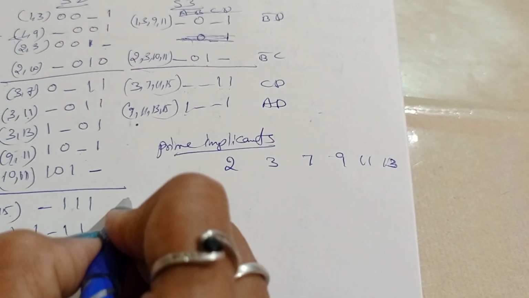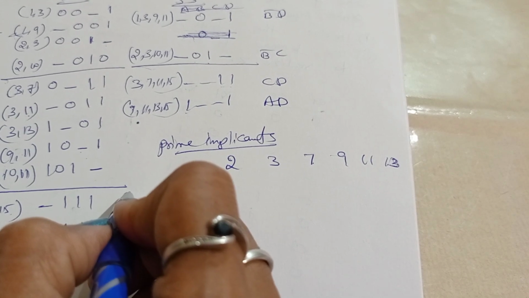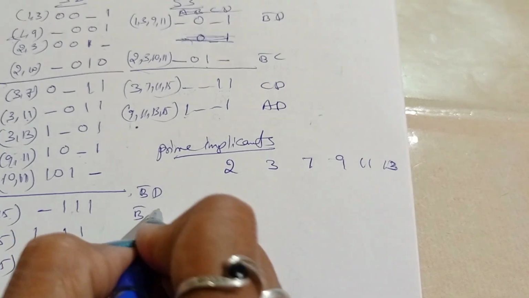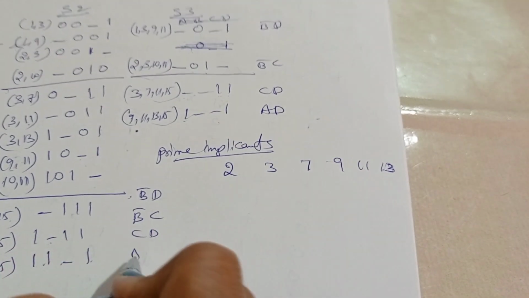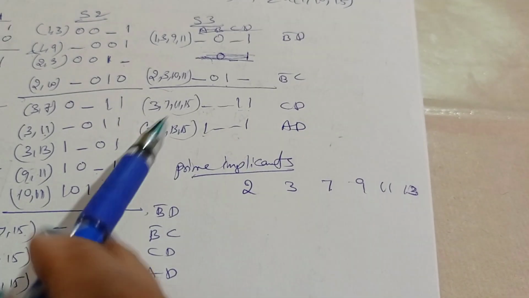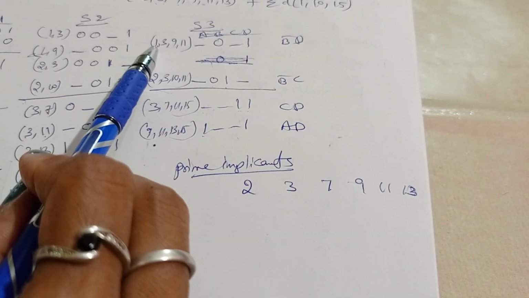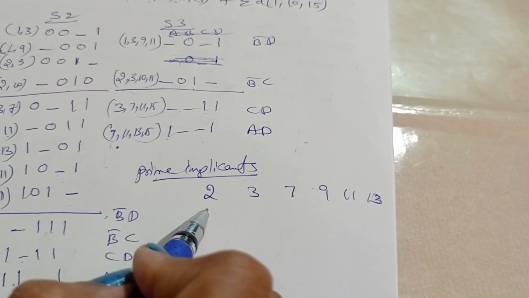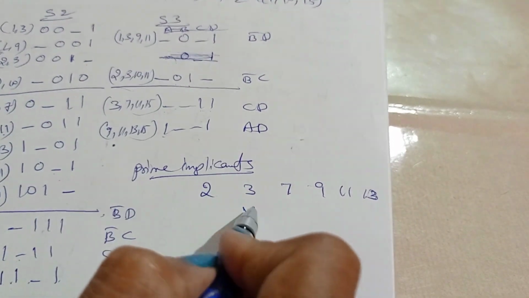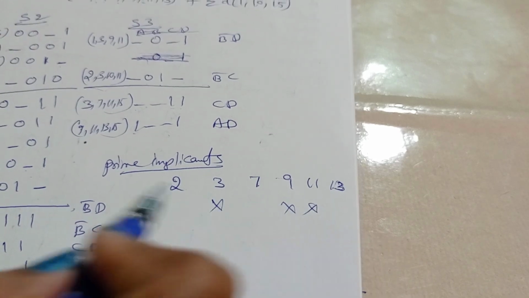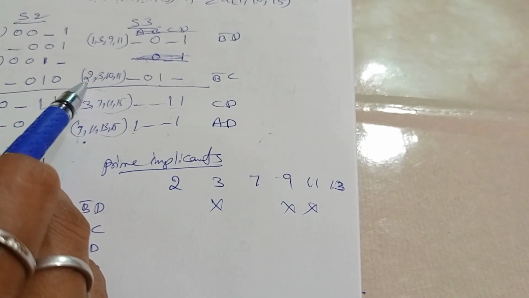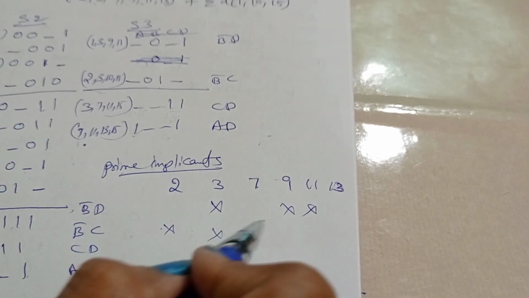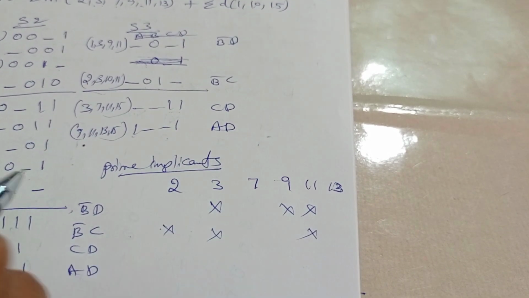Now we'll write this: B bar D, B bar C, CD, AD. B bar D, what are all the values? That is 1, 3, 9, 11. So 1 is not given. So 3, 9, 11. Next from this 2, 3, 10, 11. Okay, so 2, 3, 10 is don't care, 11.